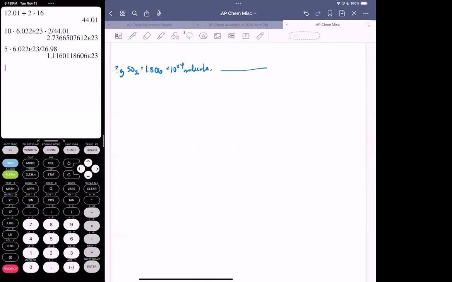I'm running out of room, so I'm just going to put this on a new page. How many grams of SO2 are equal to 1.806 times 10 to the 24 molecules? Since I'm given molecules, I need to divide by molecules. I know that there are 6.022 times 10 to the 23rd molecules in 1 mole of SO2. Once I convert molecules to moles of SO2, then I convert moles of SO2 to grams, and that's the molar mass.